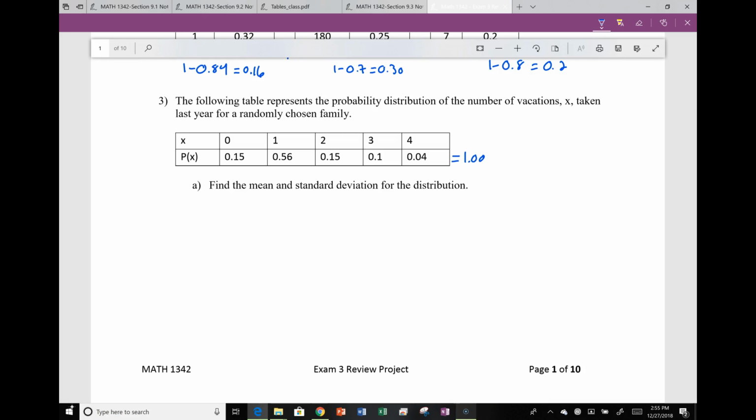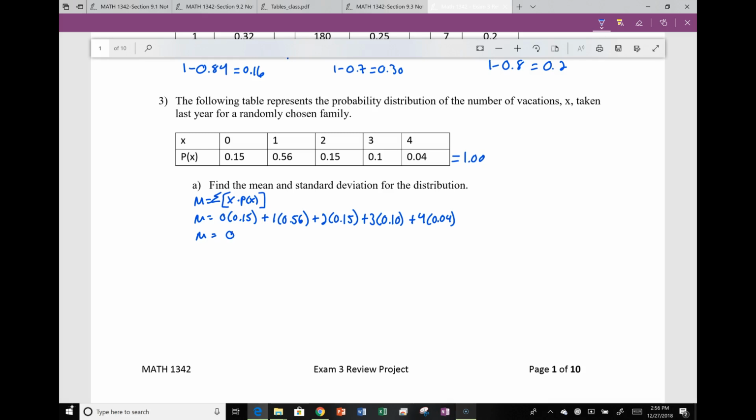We want to find the mean and the standard deviation. Well, in order to find the mean, what we're going to do is take each x value and multiply it by its probability, and we're going to add each of those up. This looks like 0 times a 0.15 plus, because we're going to add these up, 1 times a 0.56 plus 2 times a 0.15 plus 3 times a 0.10 plus 4 times a 0.04.